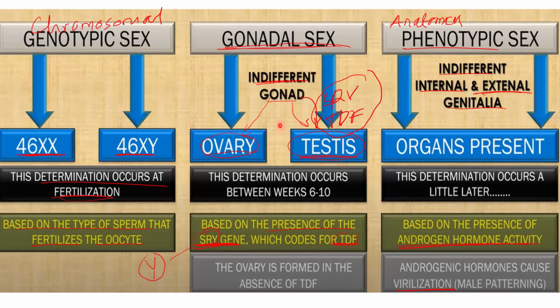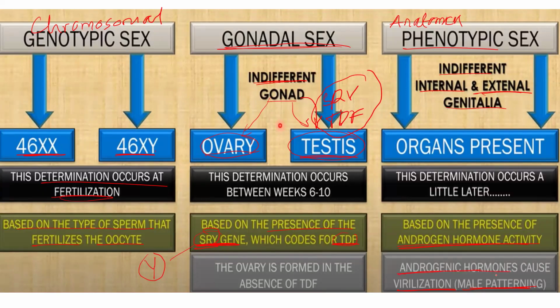I was talking about the indifferent gonad. So this indifferent genitalia, external and internal genitalia, for it to become the differentiated genitalia, you require androgen hormone activity. This occurs in males, the male patterning. So for the indifferent internal and external genitalia to acquire the male pattern, you require androgens.